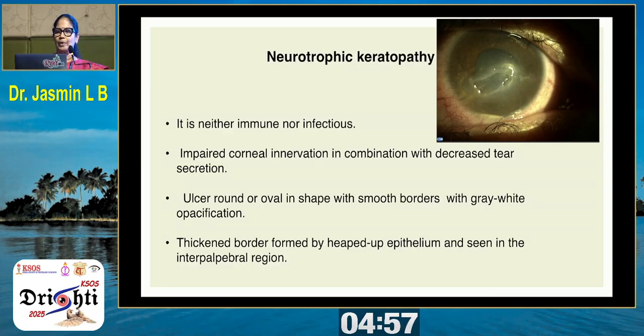About neurotropic keratopathy, usually with topical antiviral drops, it will heal by 2 weeks. If the epithelial ulcer is not healing by 2 weeks, you can suspect neurotropic keratopathy. It is neither immune nor infectious. It is due to impaired corneal innervation in combination with decreased tear secretion. It is usually seen in the interpalpebral region as a round or oval shaped ulcer.